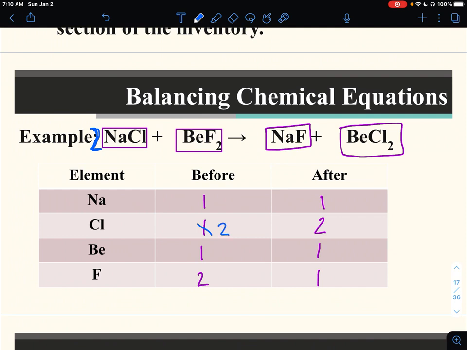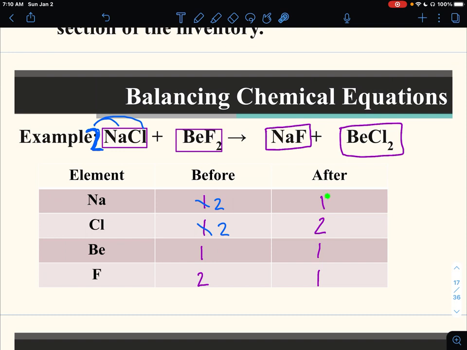Okay, that changes Cl to 2. But that 2 doesn't just apply to Cl, it also applies to Na. So as soon as you change one, if they're in a compound, you're changing everything. So now Na becomes a 2. And now my Nas aren't balanced, okay? And it doesn't matter what order you do it in. I'll give you some tricks on the next one, but if you wanted to go to F, that's fine too.